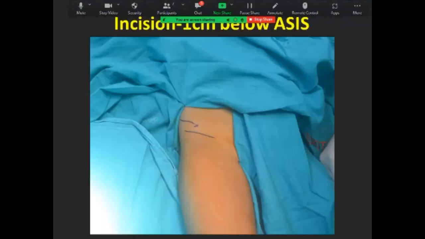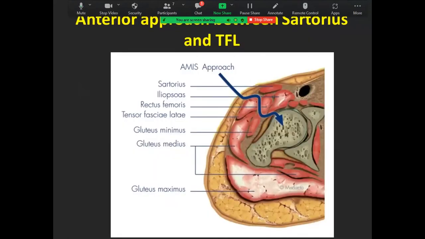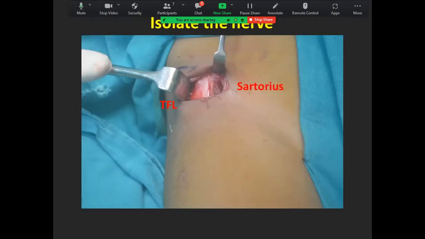Just quickly go through the surgical procedure. The incision is 1 centimeter below the ASIS. You approach the hip joint through the interval between sartorius and tensor fascia lata. Below that, you will encounter rectus femoris. Once you release the rectus femoris from the AIIS, this is the interval between TFL and sartorius.